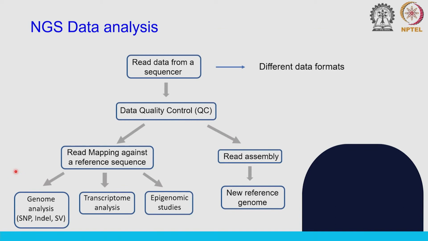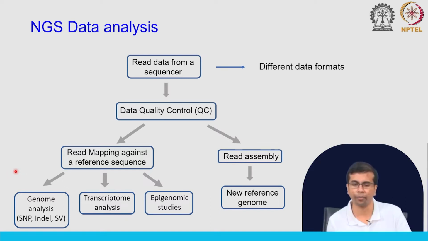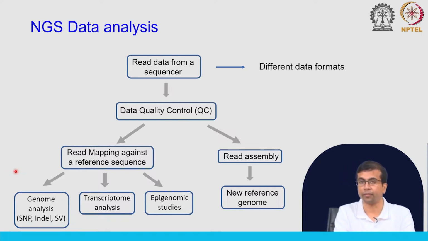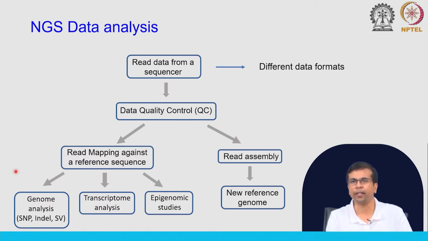Going back to the flow chart for NGS data analysis, we get the read data from a sequencer in different data formats. We have talked about these data formats before. We have this data that we get, and we then have to do something called data quality control. Depending on the platform that you are using, we get different data formats, which we will see when we actually do this hands-on.